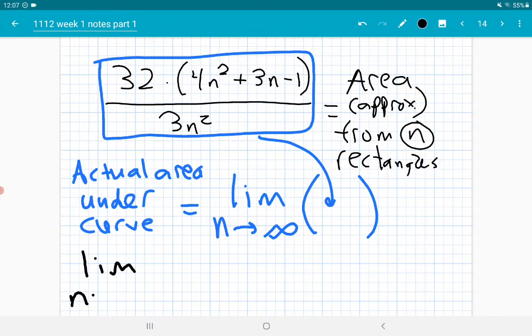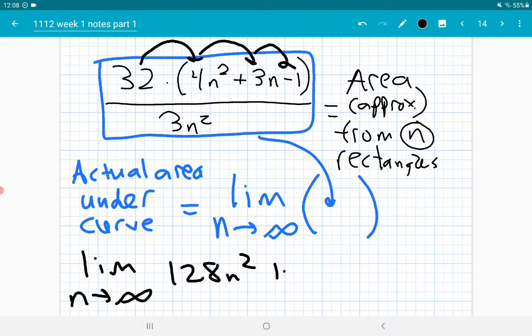So let's put our calculus limit hats on and think about how to find the limit of an expression like this. So I'm gonna distribute that 32 in everywhere. How about that? 32 times 4 is 128 n squared. 3 times 32 is 96.